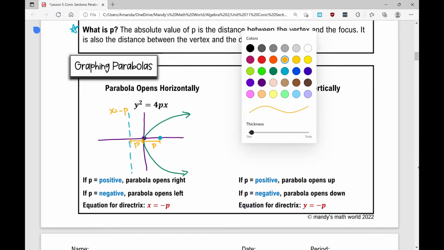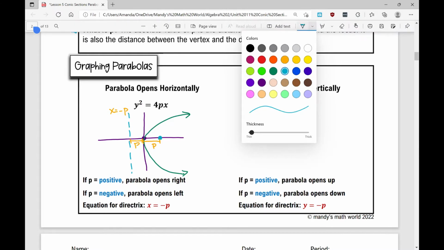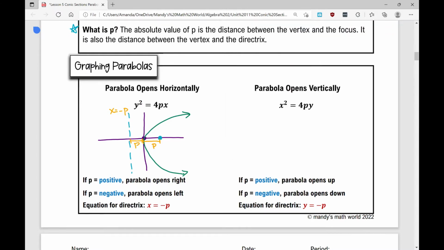Now, some key points to remember, and as we're working through the problems today, you might want to refer back to these particular notes right here. If p is positive, your parabola is going to open right. And if p is negative in your equation, your parabola is going to open left. The equation for your directrix is going to be x equals -p, and that's going to be a vertical directrix.